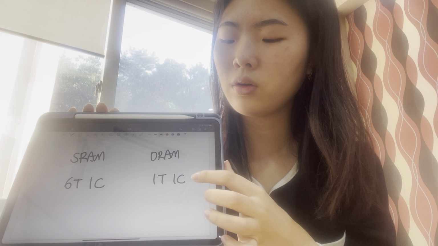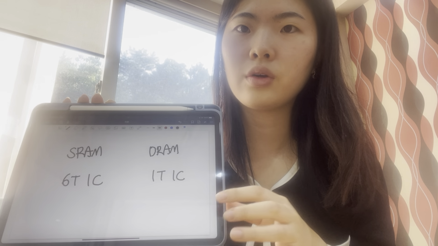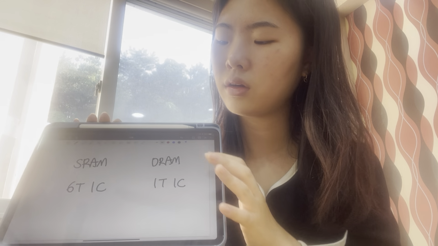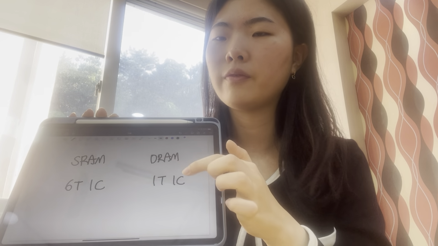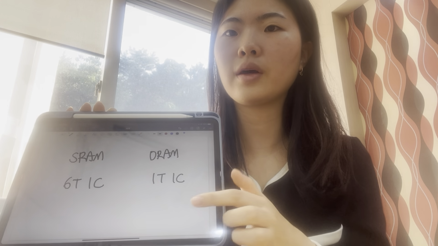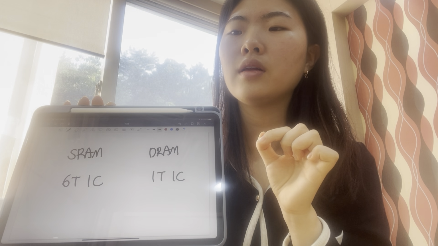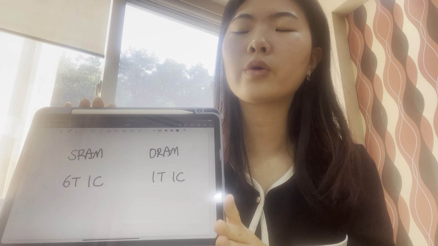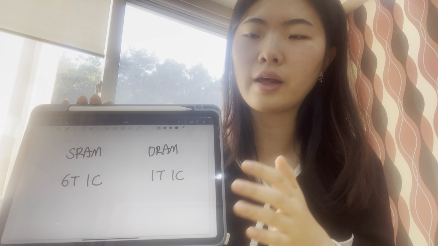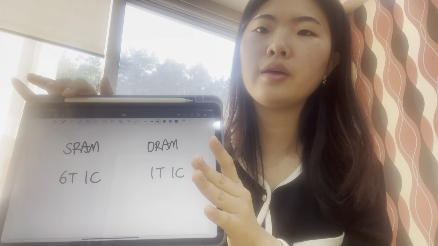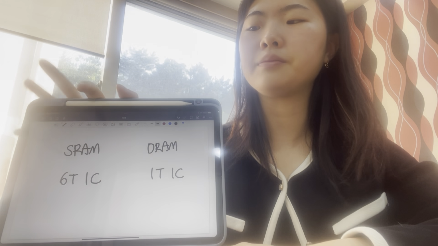So we also make DRAM. This is one transistor on one cell. So yes, this is very much smaller than SRAM, and it works a little bit slower than SRAM, but it is also a very useful memory for our life. So we make these 2 types of memory a lot.